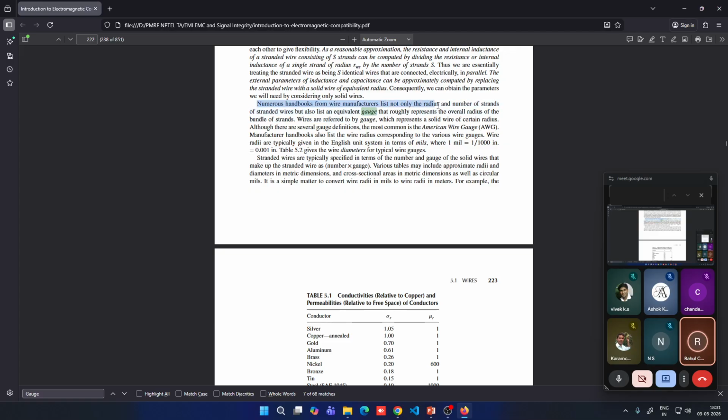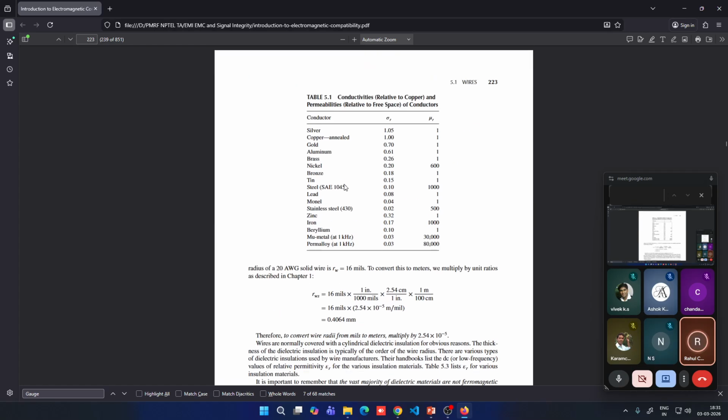They list not only the radius and number of strands, but also an equivalent gauge that roughly represents the overall radius of the bundle of strands. Wires are represented by gauge, which represents a solid wire of certain radius. Although there are several gauge definitions, the most common is American wire gauge, AWG. Manufacturer handbooks also list the wire radius corresponding to various wire gauges. Wire radii are typically given in the English unit system in terms of mils, where 1 mil is... so it is given in table 5.2.